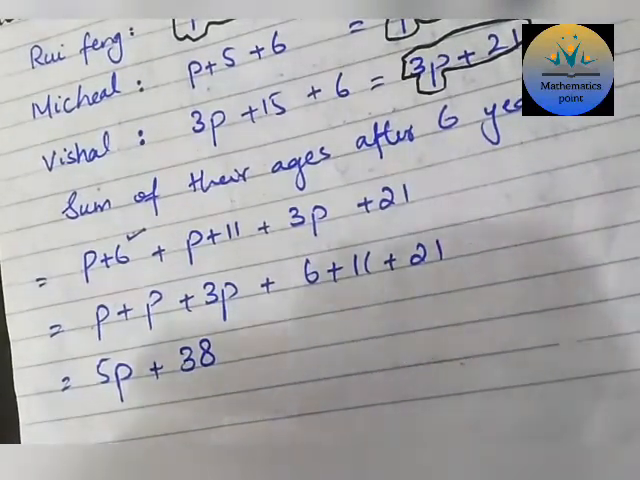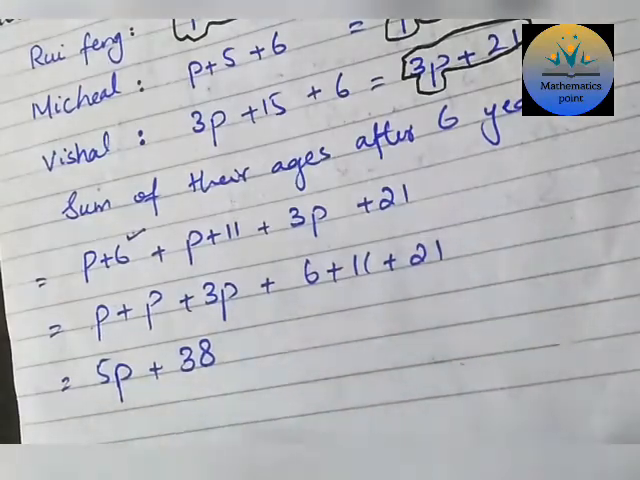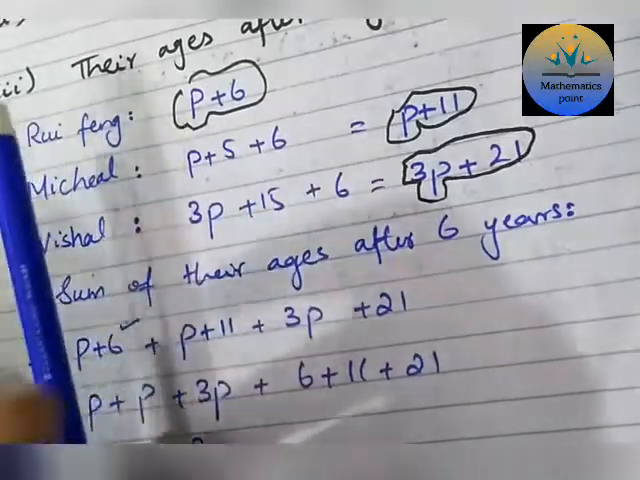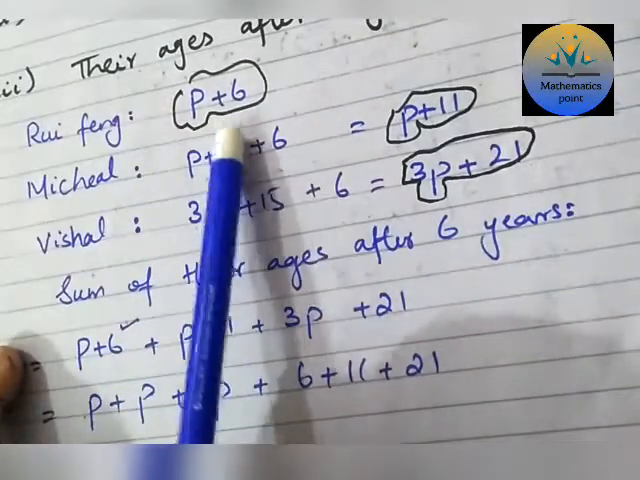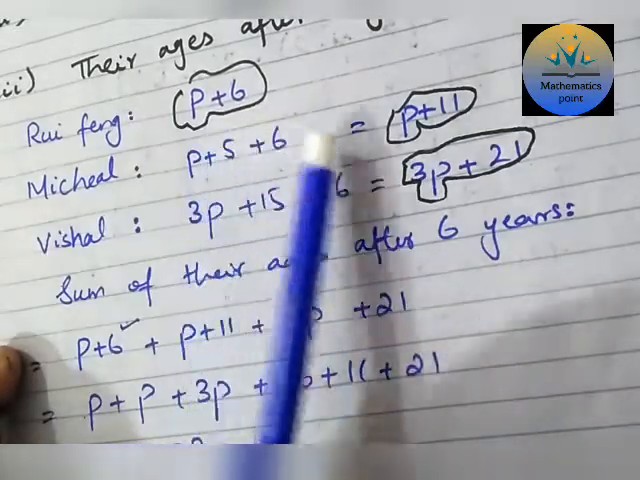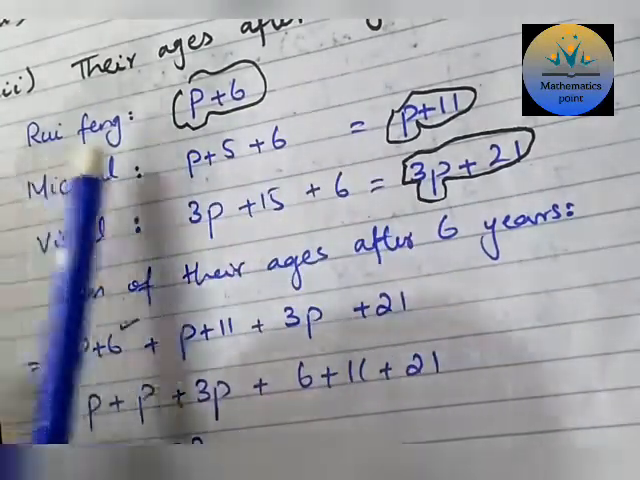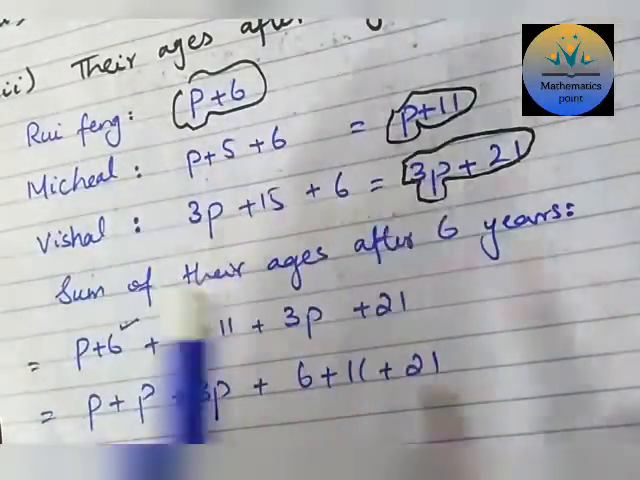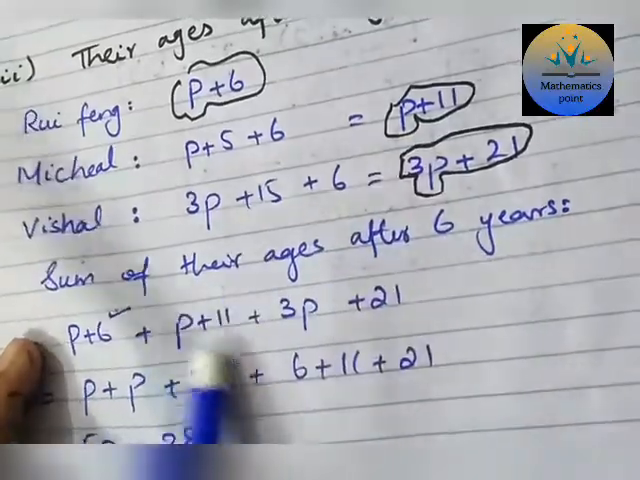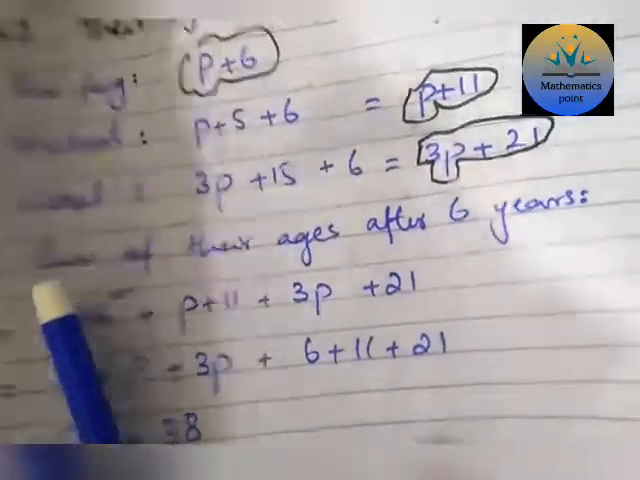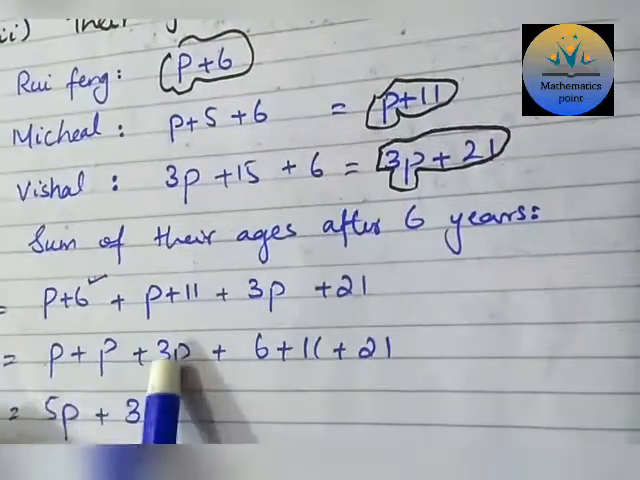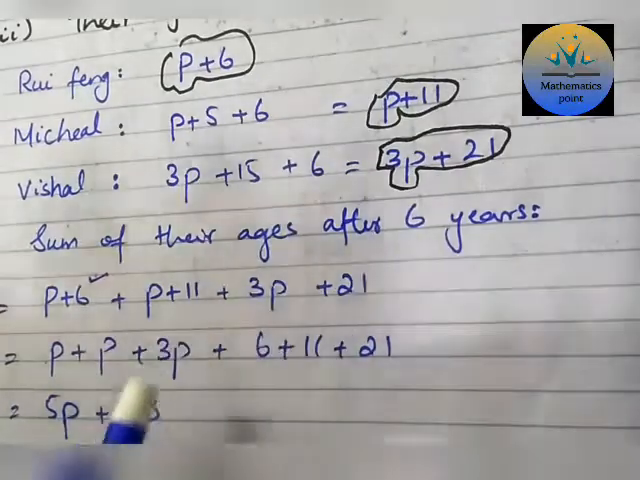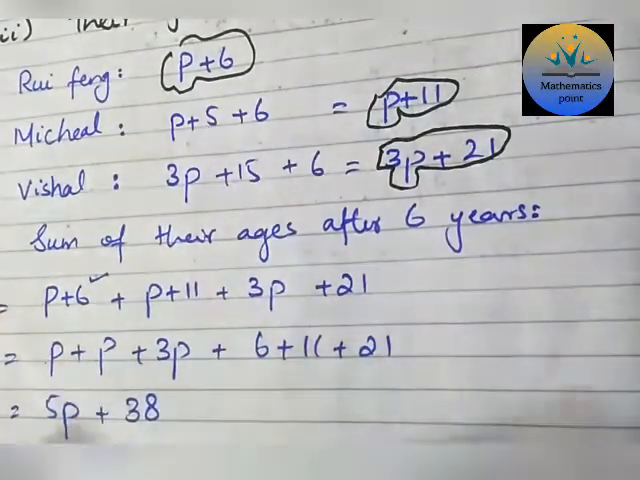Now we have done part 3 and part 4. I hope you understand. Firstly, as they are talking about after 6 years, we just added 6 to their ages. When we added 6 to their ages, after 6 years the age becomes p plus 6, and so on for all the ages. Then we sum up their ages, as they are asking about the sum of their ages after 6 years. So we solve the expression, same variable terms together and the constants together.